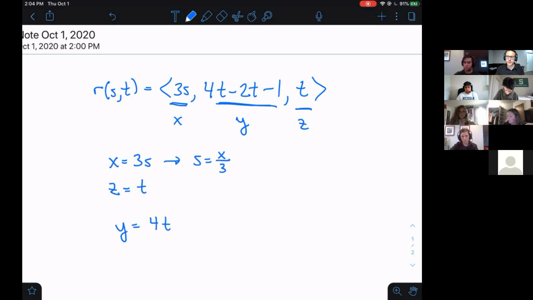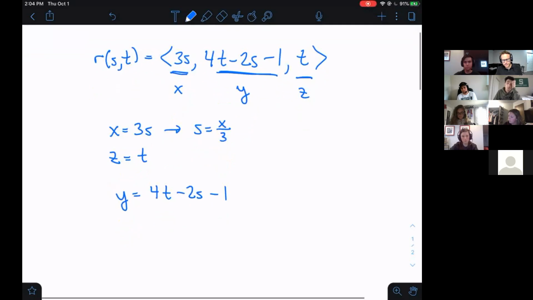Oh, I must have done a bad job. Was it 4t or 4s? One of these was supposed to be an s. Do you happen to remember? It's t and s. So 4t minus 2s, like that? Yeah, awesome. Thank you so much. So yeah, 4t minus 2s minus 1.